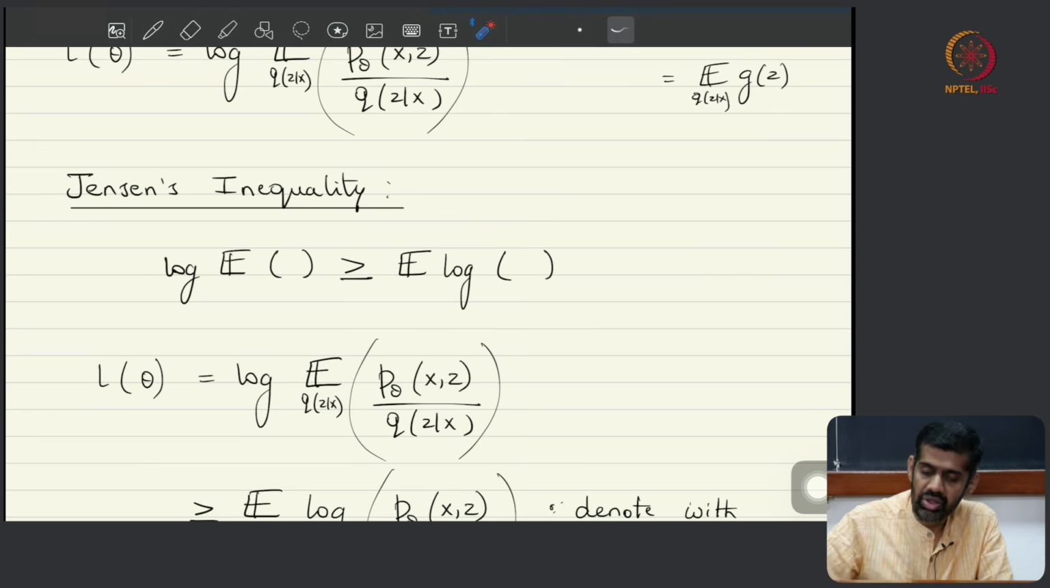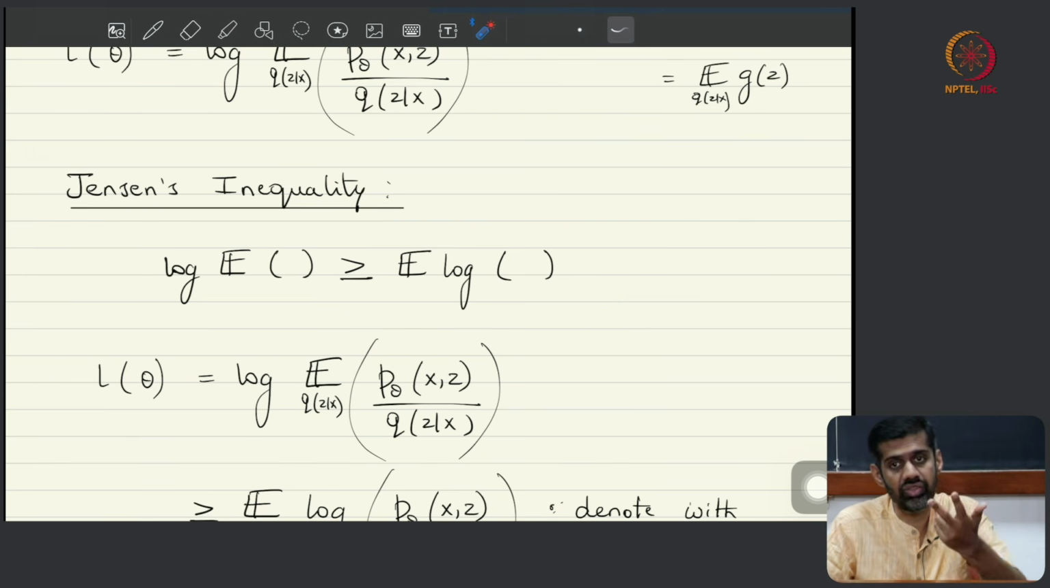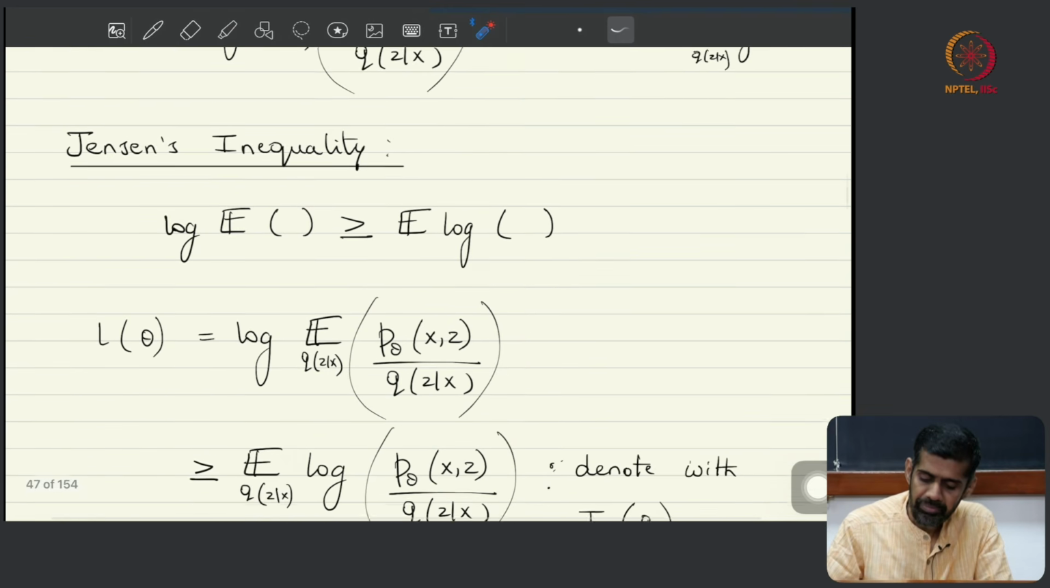Just prove that if you have a convex function or a concave function, then the expectation of a function of a random variable is bounded. Expectation of the function is bounded by the function of the expectation if f is a concave function, and if it is a convex function, it is the other way around. So just prove that. It is a simple proof to do.